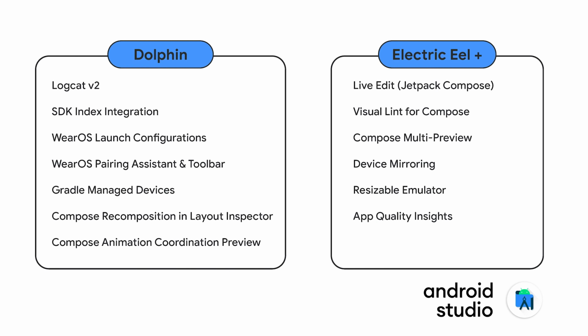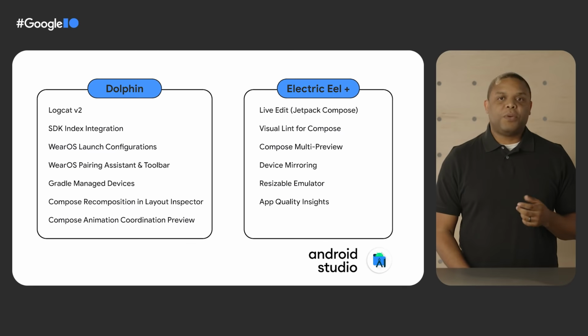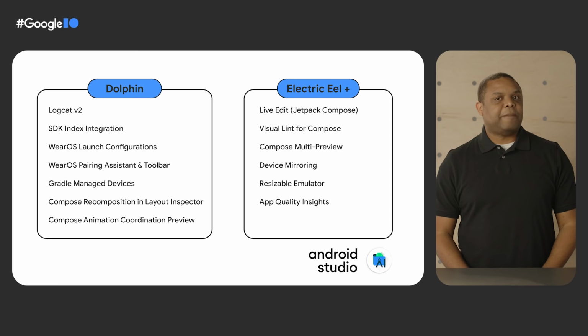Okay, that's it. To recap, we showed you a host of exciting features, both from Android Studio Dolphin and Electric Eel. From a new Logcat, tools for Wear OS, Live Edit for Jetpack Compose, and even device mirroring. Please try out these features to give your early feedback. As you know, you're able to run your project with both a stable and preview version of Android Studio at the same time, so check it out.